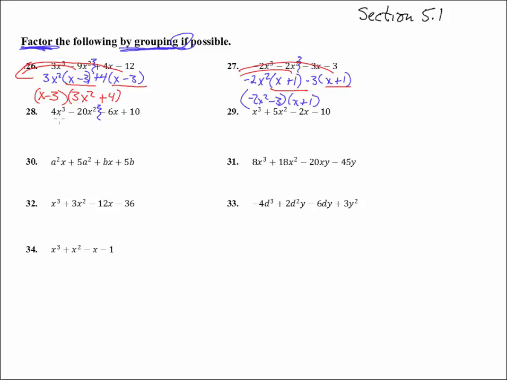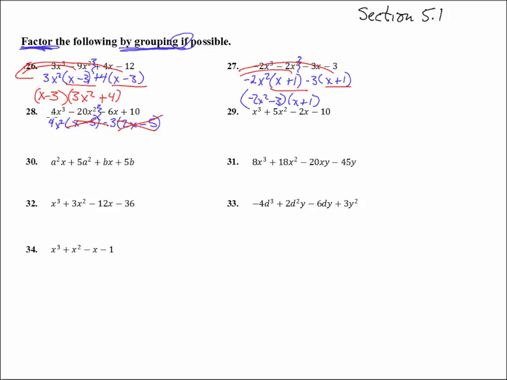4x cubed minus 20x squared. If you took a 4x squared out, you're left with x minus 5. And negative 6x plus 10, take out a negative 3, and you get 2x minus 5. Oh boy, you see this right here? x minus 5 and 2x minus 5, they are not the same thing. Grouping is not appropriate here.